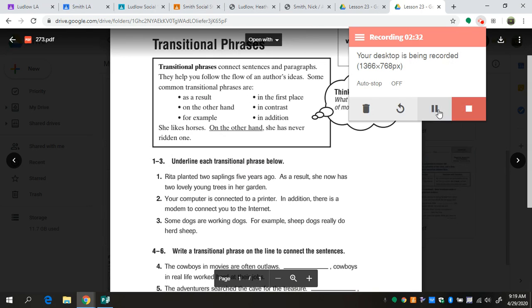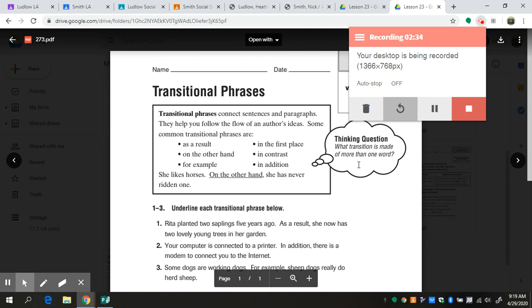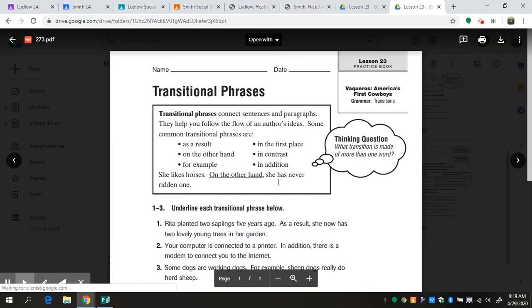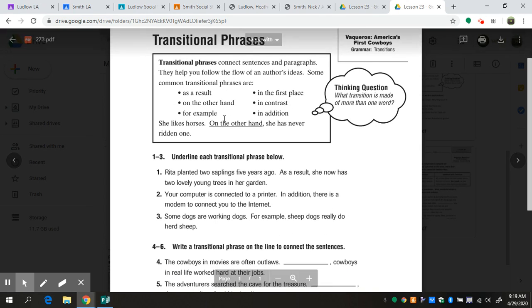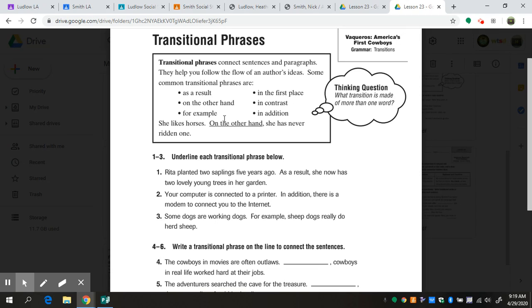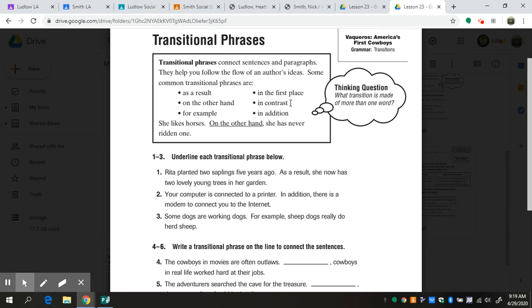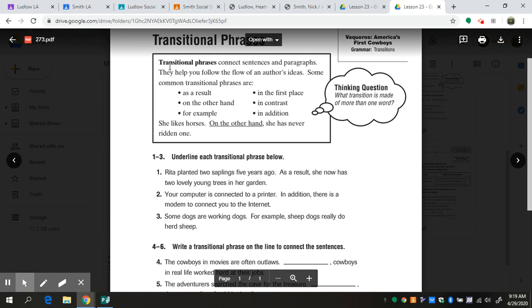Okay, great job. Okay, so let's take a look at our second page that we're going to be dealing with today, which is 273, and it is entitled Transitional Phrases. So the first page you're doing was 272, now you're moving on to 273. So we've been talking about transitional words, and sometimes they give you examples of phrases, but basically what this worksheet is focusing on is the fact that a group of words make up an entire transitional phrase, not just one word. So let's look at what our cheat sheet says.